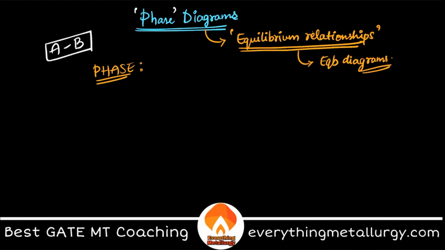Go ahead. This is basically one thing which is physically and microstructurally distinct from the others. One phase is unique from another phase. Yeah, exactly. So the proper definition of a phase tells that it is chemically homogeneous.